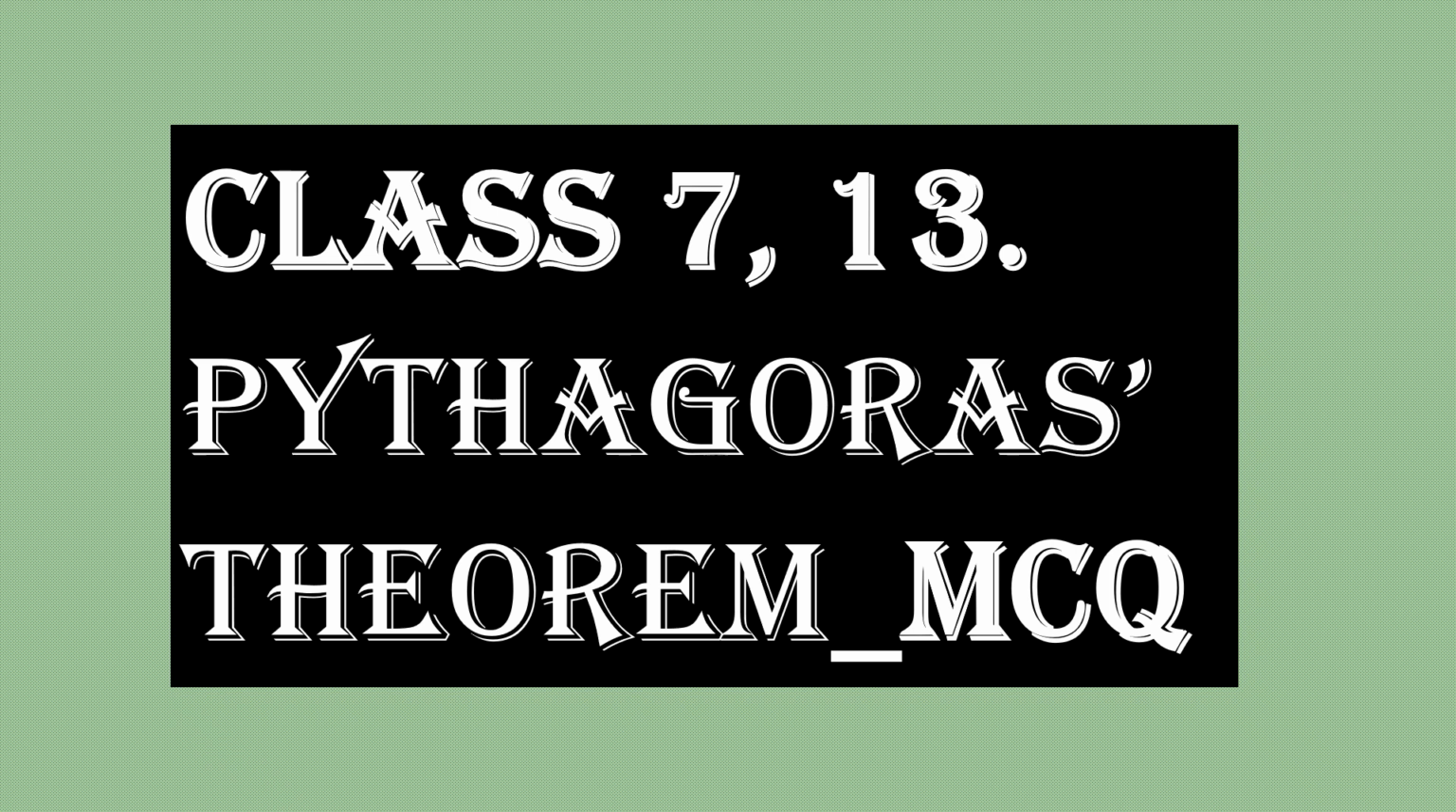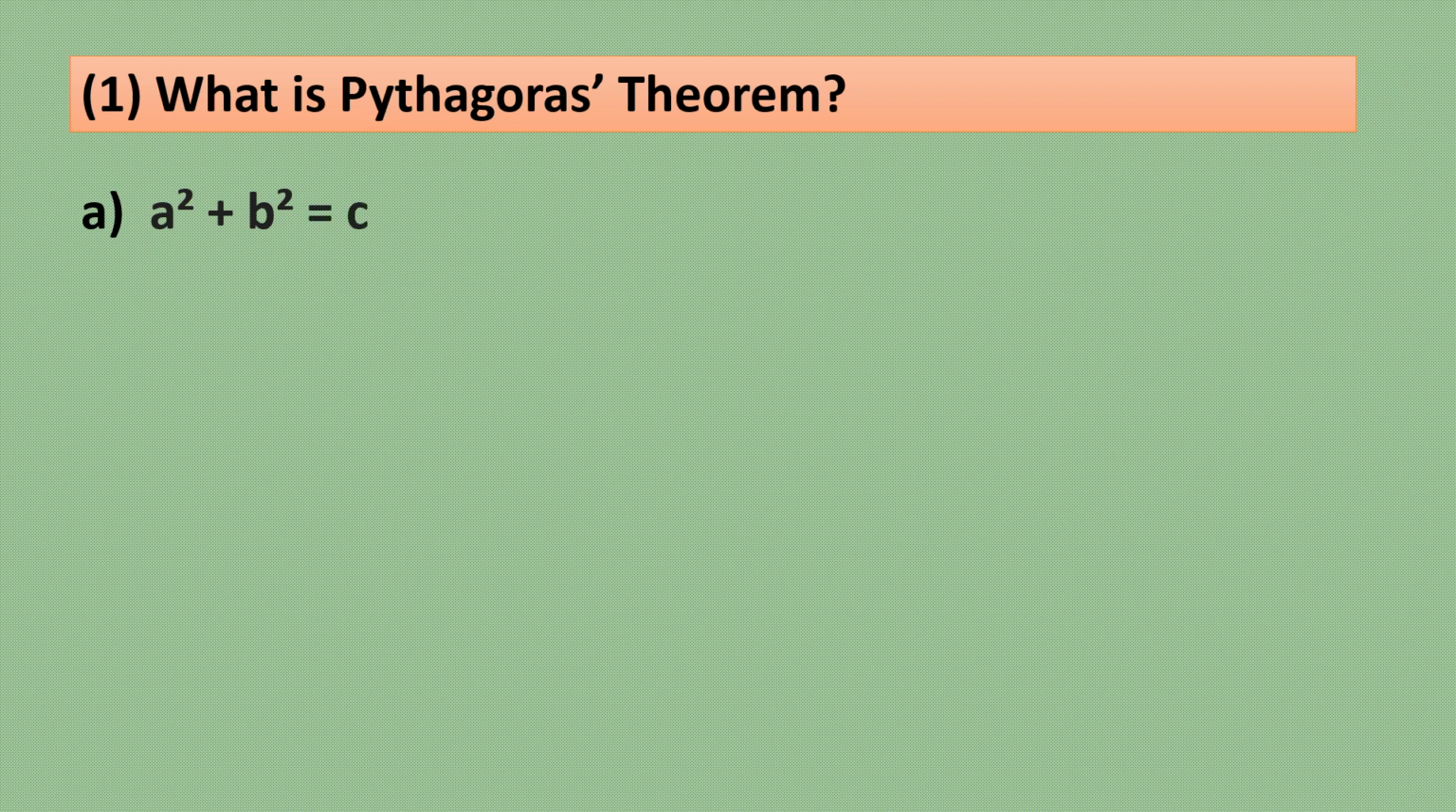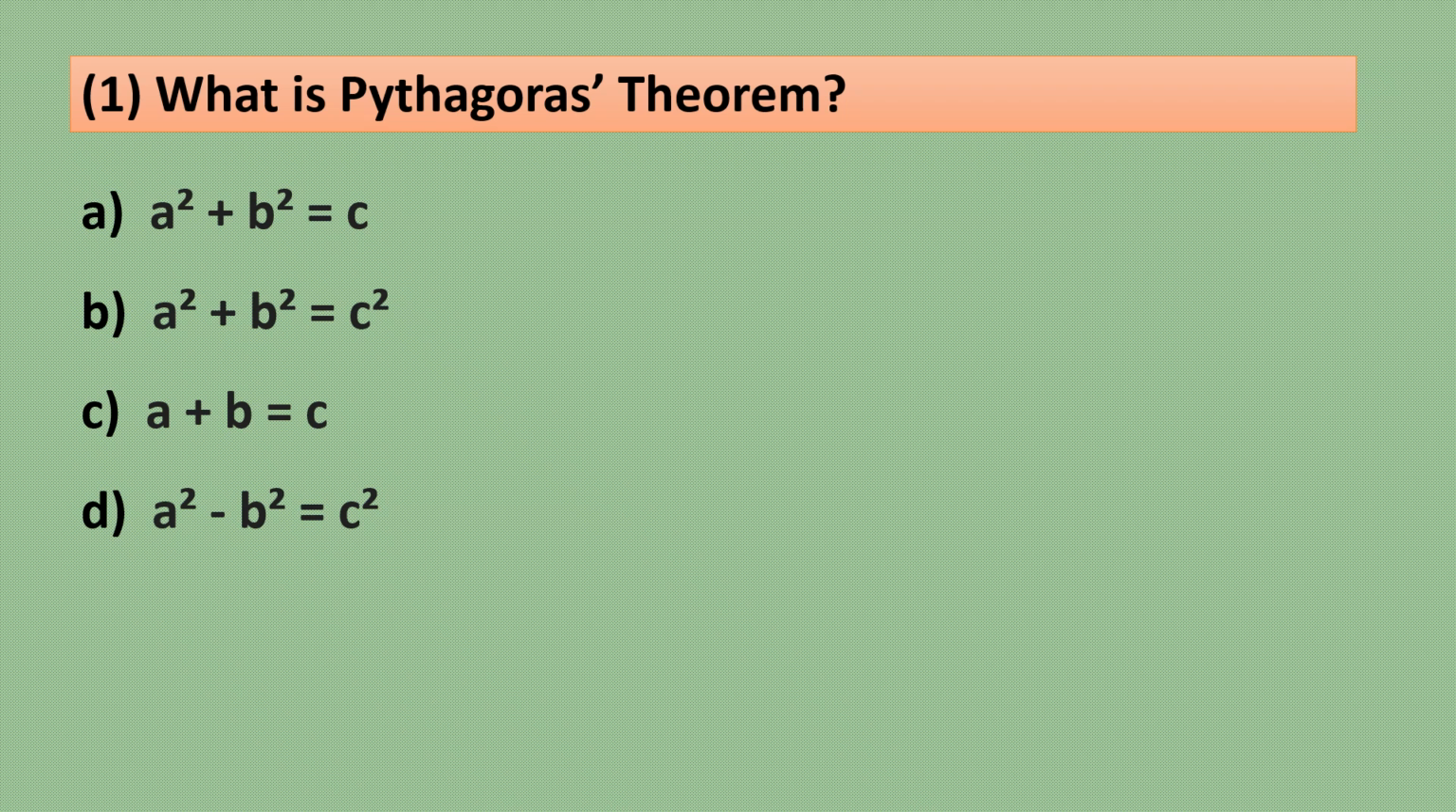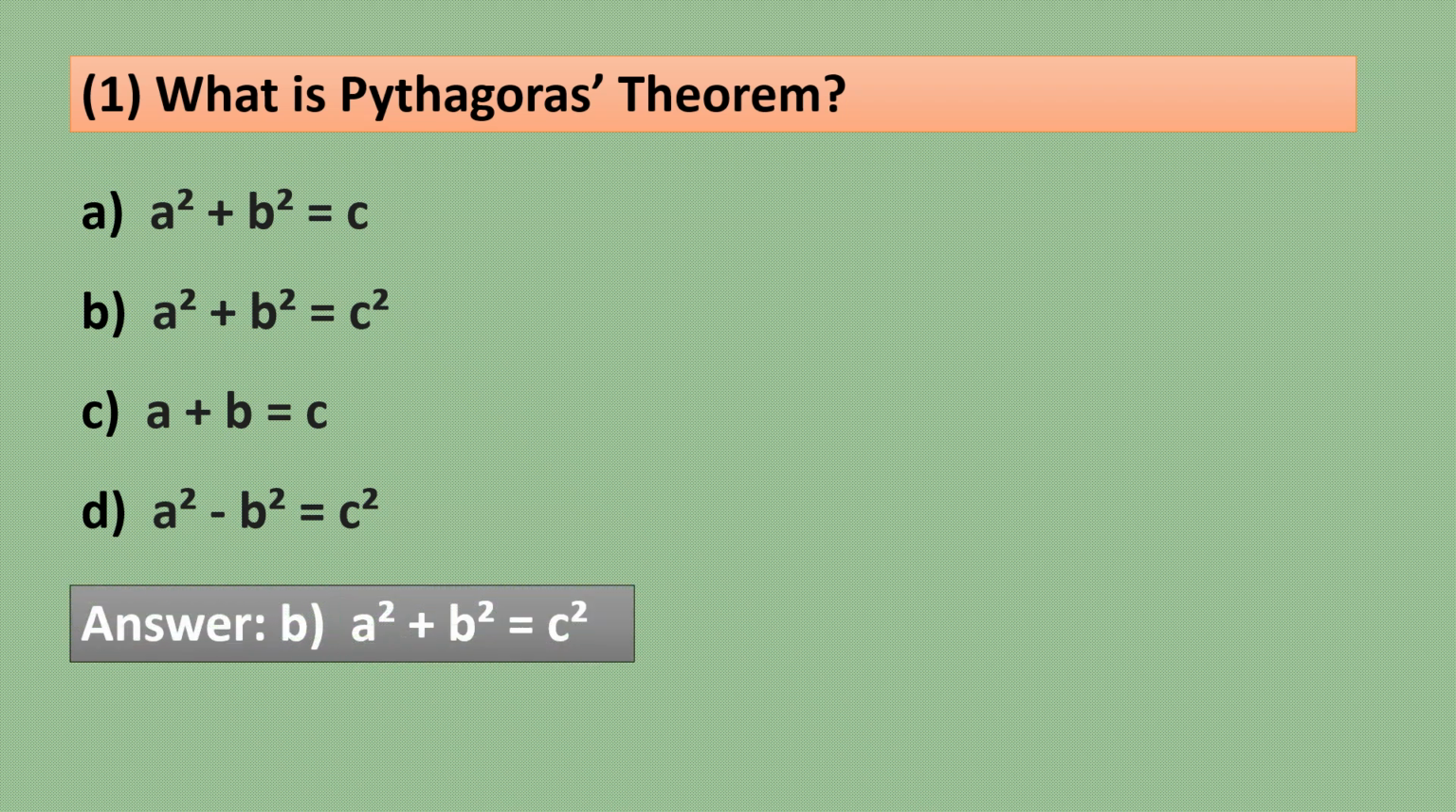And today we are learning Class 7, Chapter 13, Pythagoras Theorem, MCQ, multiple choice questions. First MCQ: What is the Pythagoras Theorem? What is the formula of Pythagoras Theorem? A. a square plus b square equal to c, B. a square plus b square equal to c square, C. a plus b equal to c, and D. a square minus b square equal to c square. And the answer is a square plus b square equal to c square.